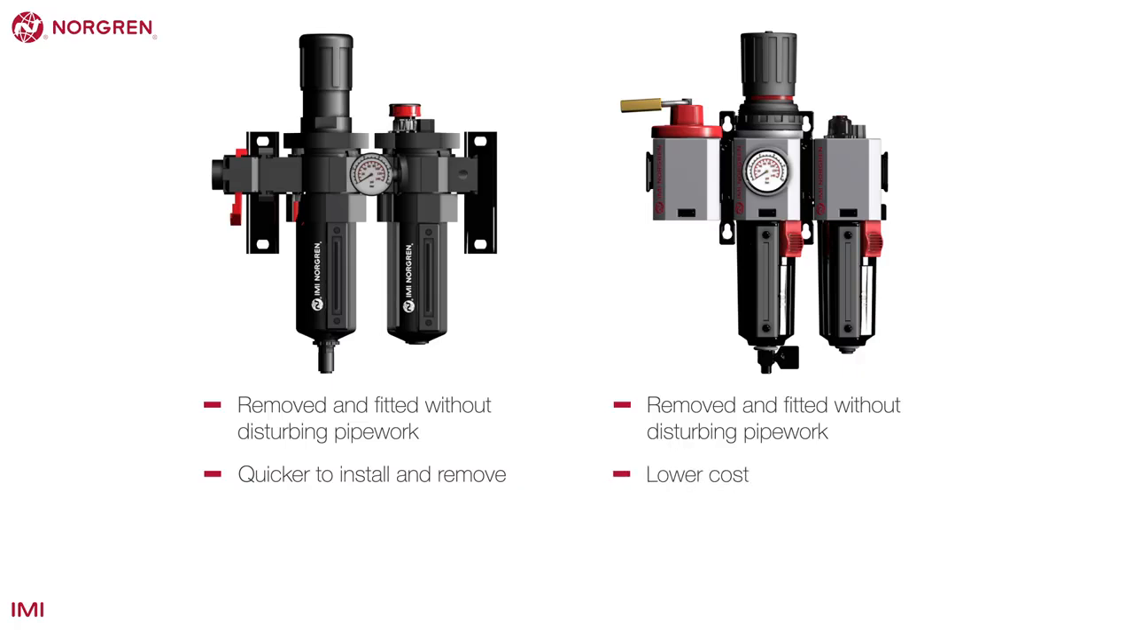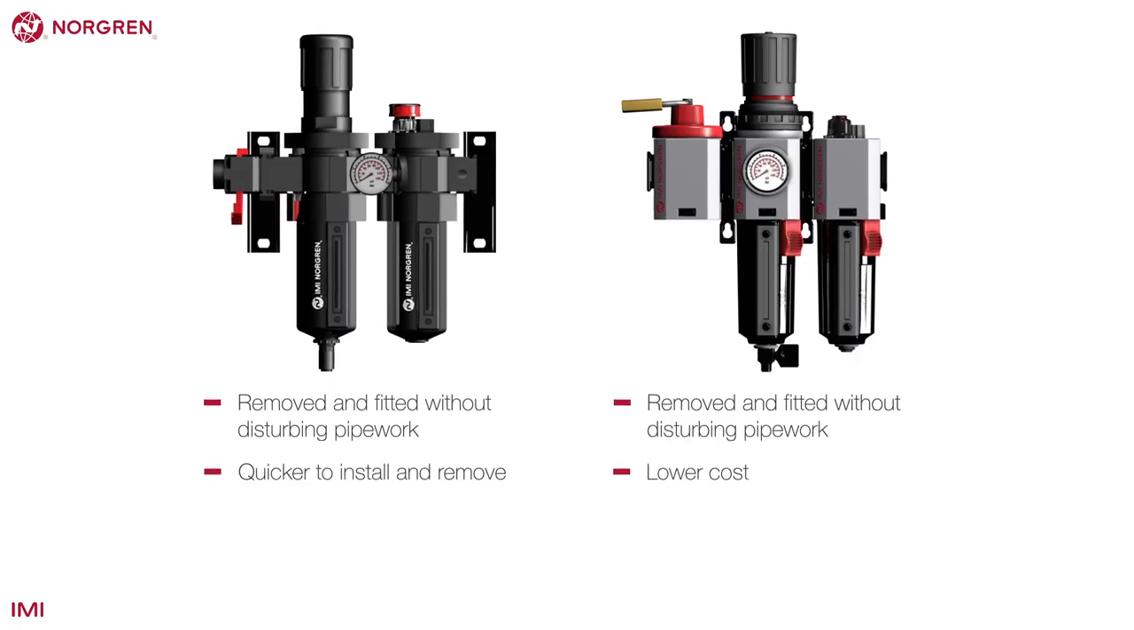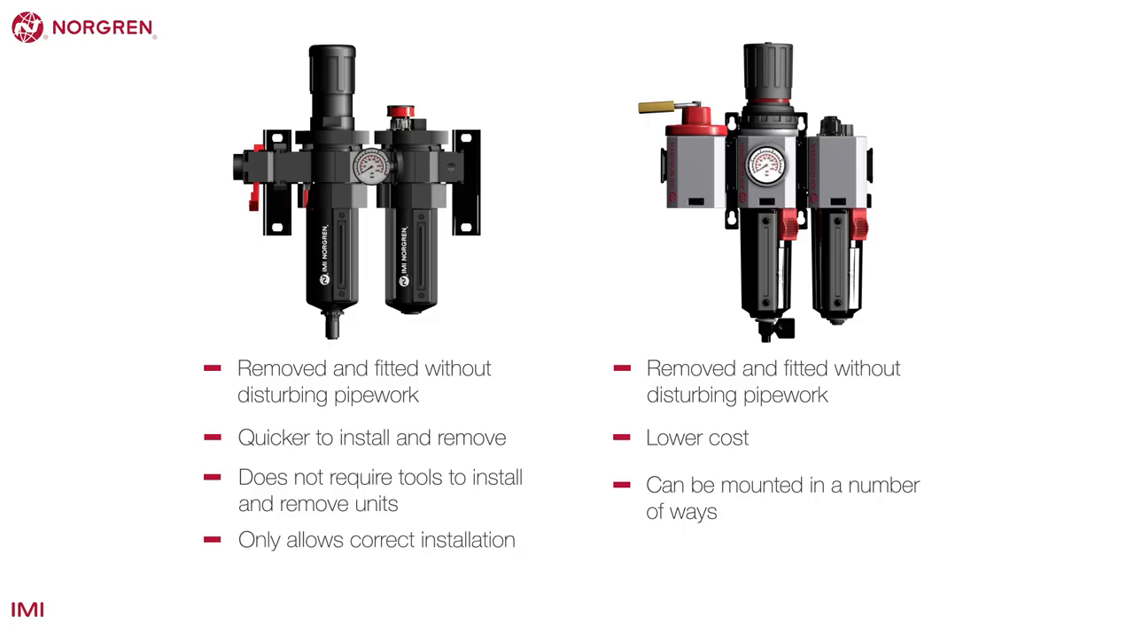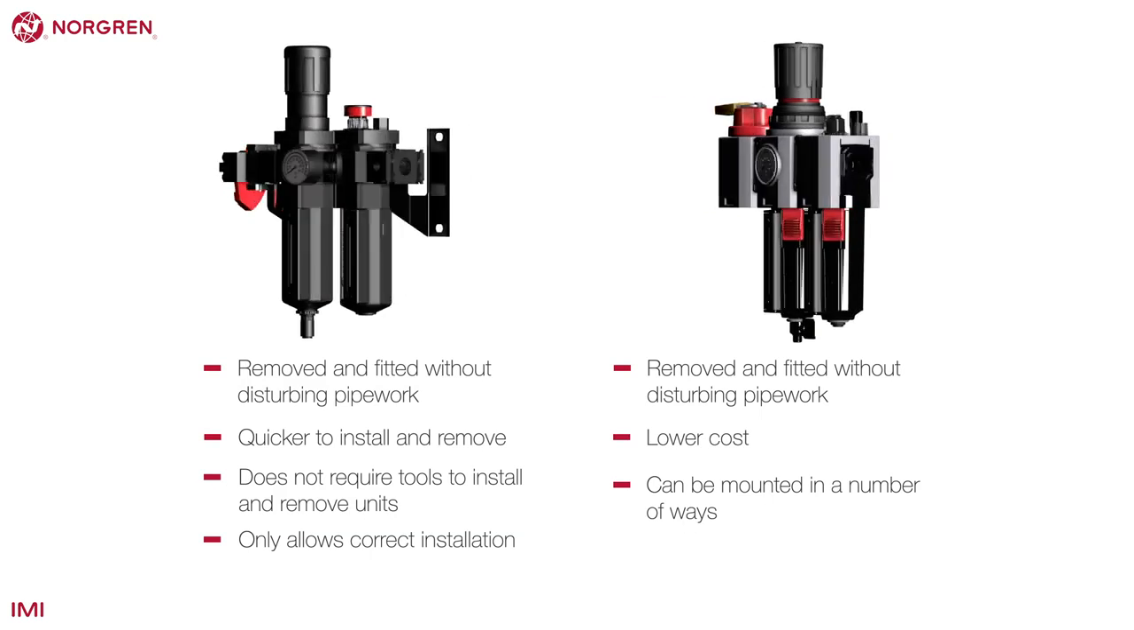Exelon is the lower cost. Exelon individual units can be mounted in a number of ways. Exelon requires tools to install and remove units. Olympian does not. Olympian only allows correct installation, avoiding units being installed the wrong way round. Check availability when making your selection.